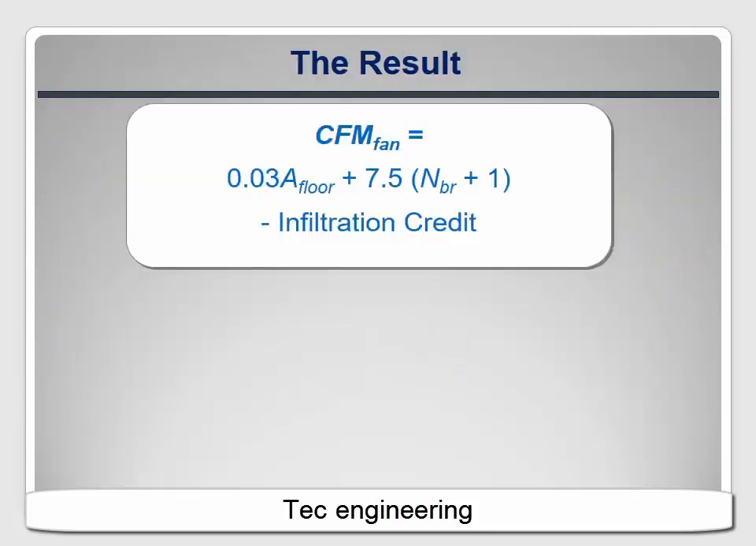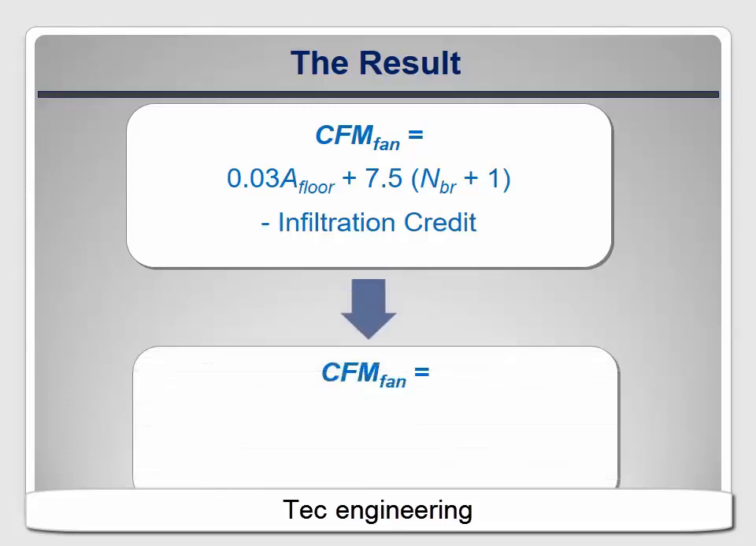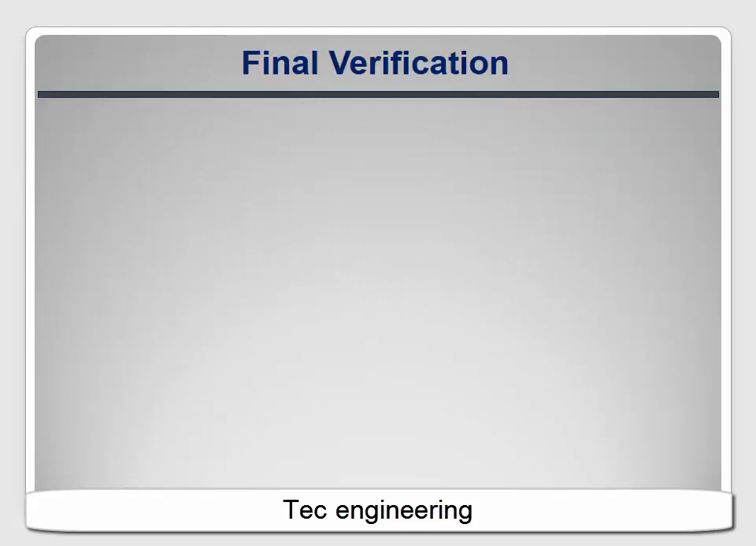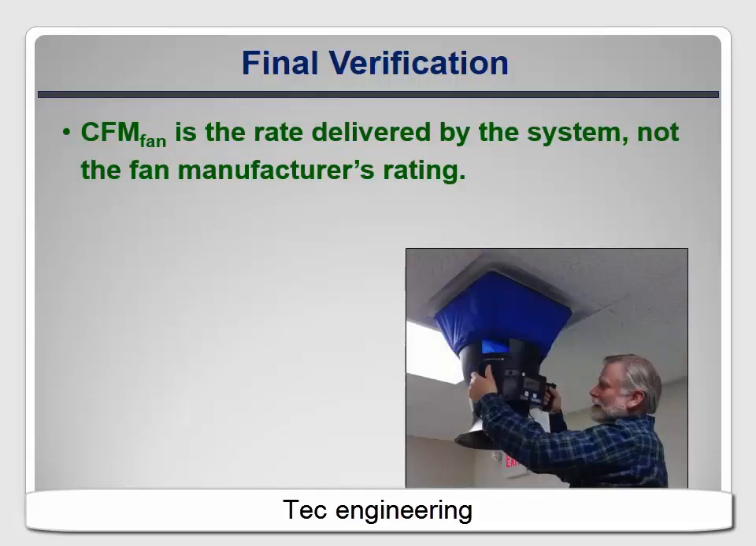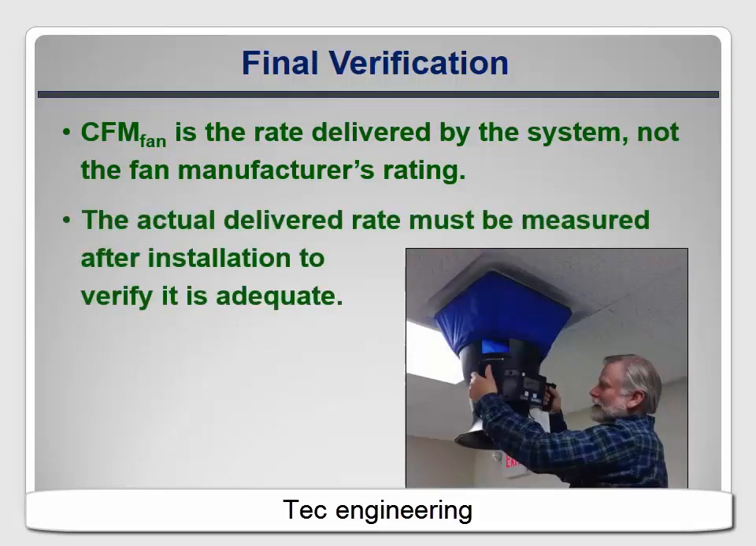We now have all the pieces needed to calculate the required fan size for this house. The base formula gave us the total desired ventilation rate of 66 CFM. The infiltration credit was 21 CFM. When we combine them, we come up with 66 minus 21, which equals 45 CFM. We need to install a fan that can provide at least 45 CFM of continuous ventilation. ASHRAE 62.2 is very clear that the calculated ventilation rate applies to the final delivered ventilation rate of the installed system, not just the manufacturer's capacity rating for the fan. The flow rate of the installed system must be measured and demonstrated to be capable of meeting the ventilation requirement.